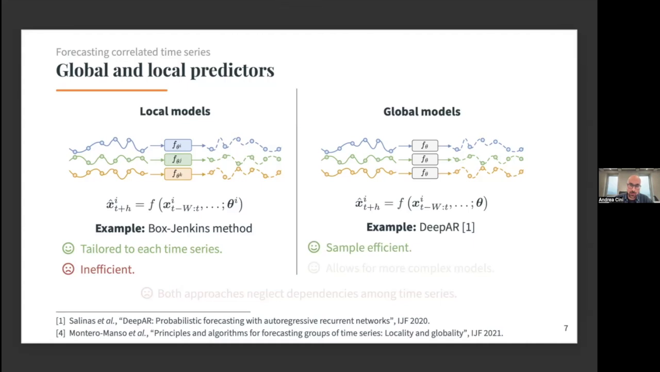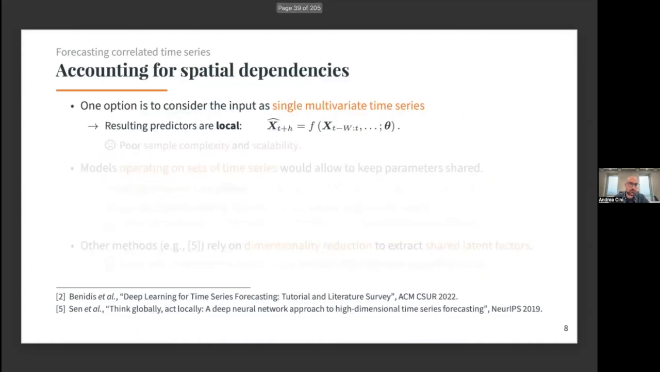In fact, global models have an improved sample complexity that comes from training the model on samples coming from many different sources, which allows for training more complex models. The drawback of the standard implementations of both of these approaches is that they neglect the dependencies that might exist. The naive option to deal with the problem would be to train a single local model on the input time series as if they were a single, very large multivariate time series. Clearly, this suffers from the curse of dimensionality and might result in poor sample complexity and also poor scalability.